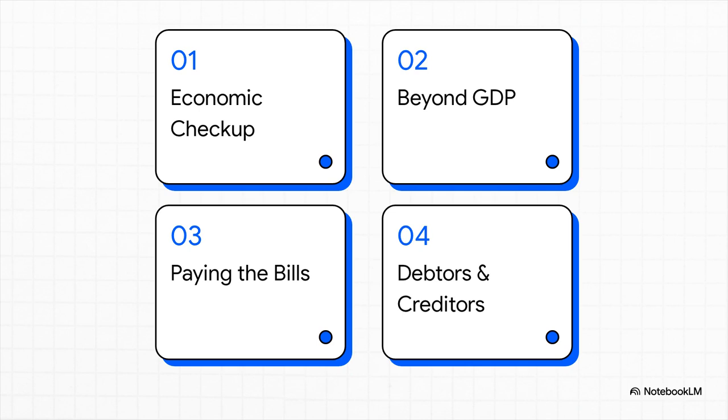We're going to break this down into 4 simple parts. First, we'll start with a nation's basic economic checkup. Then, we'll look beyond GDP to see the whole picture. After that, we'll figure out how countries actually pay their bills. And finally, we'll get to what it really means to be a debtor or a creditor nation.